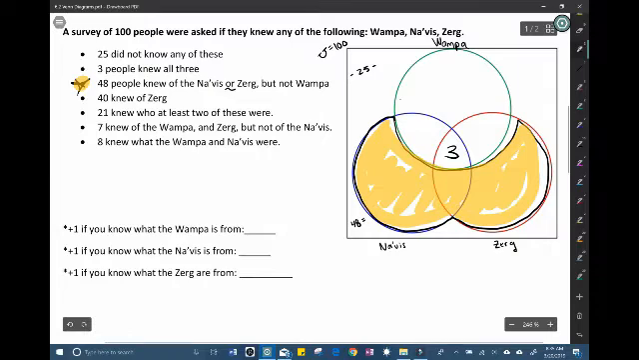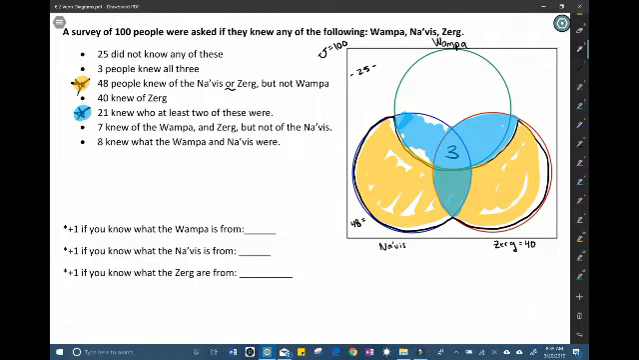Okay, 40 people knew of the Zerg. That means our total Zerg is going to be 40. 21 knew at least 2 of these. Okay, at least 2. Here is an interesting thing. At least 2 means that these people must lie in this shaded blue area because they know at least 2. So I'm going to reference that for at least 2. And I promise you it'll get a little easier here.